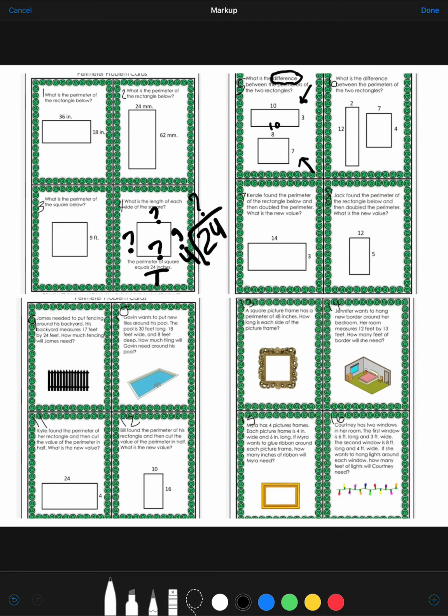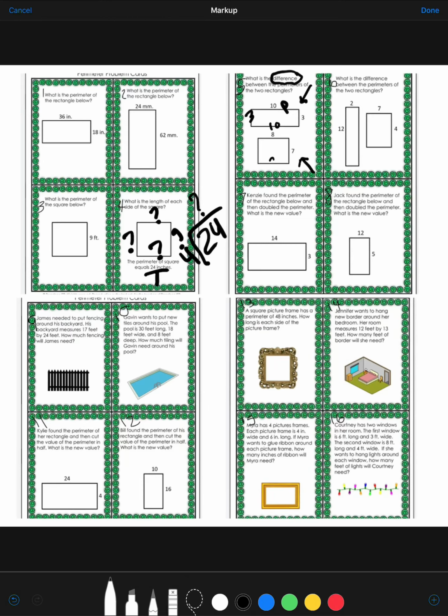So make sure that you are labeling all of your sides. So if this side is 10, this side is 10. If this side is 3, this side is 3. Doing that helps my brain to remember that I'm adding all 4 sides. If you forget to label your sides, you might think to only add 10 plus 3. But I should be adding all of the sides together. So I would add up those numbers and get my perimeter.